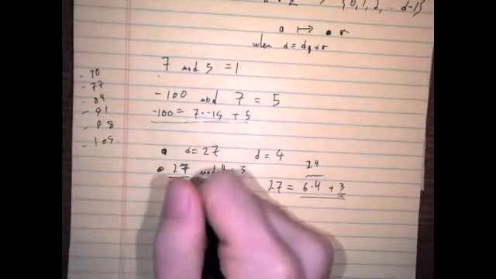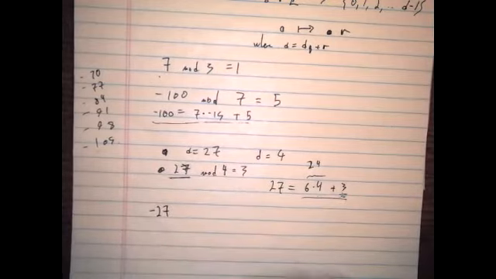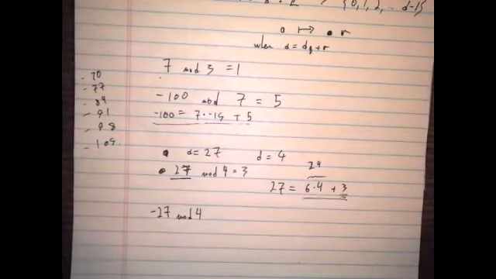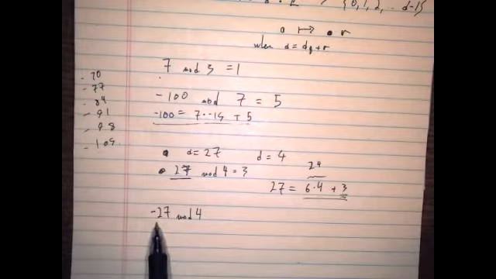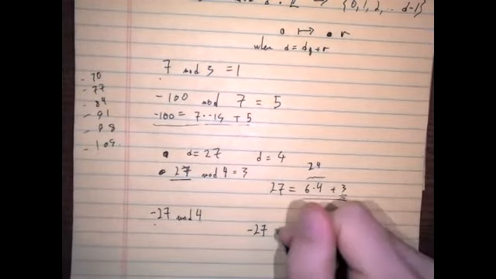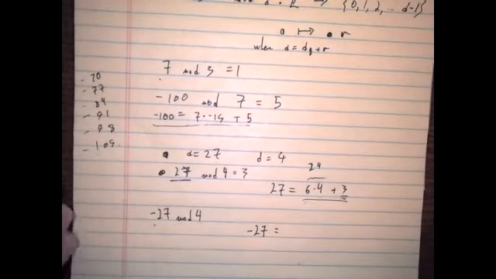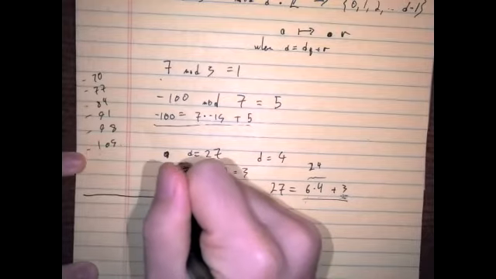Let's do the negative. If I look at negative 27 mod 4, well, I have the same idea. I want to expand out negative 27 using the division algorithm with respect to 4. So negative 27 is equal to, now instead of, I want to kind of draw a picture again. This is kind of messy work, but sorry, you know.